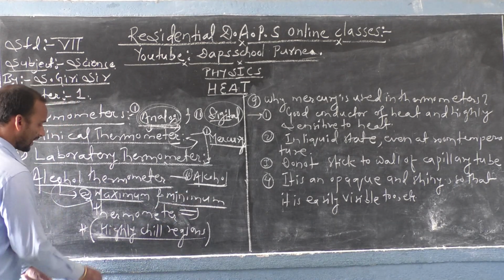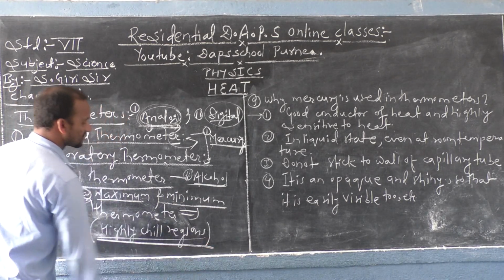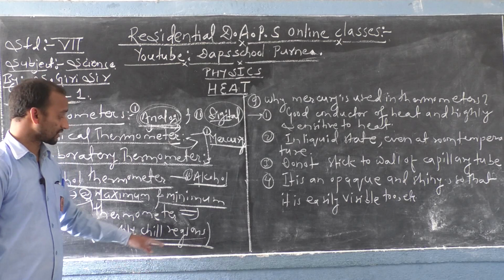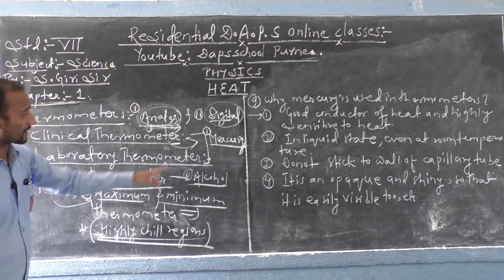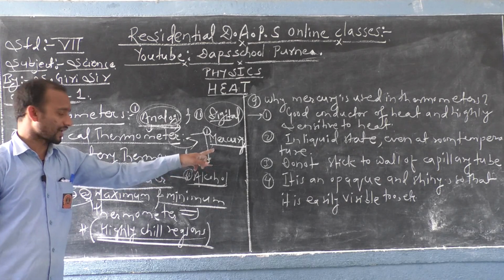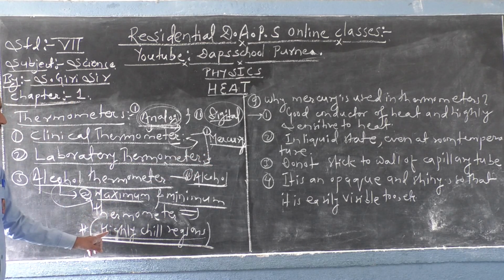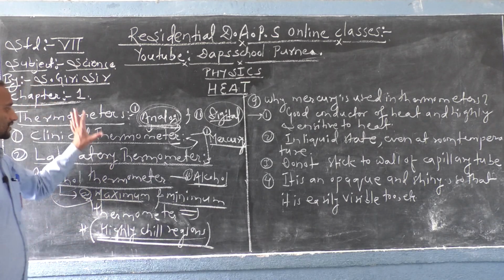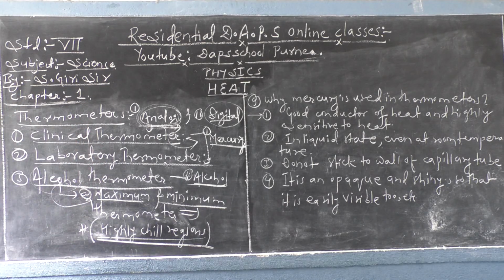You may use it even in highly chilled regions. When you go above the mountains or hills, where a mercury thermometer may not be applicable to use, you can use the alcohol thermometer in a highly cold region. So I think you should not have any problem with the different types of thermometer.